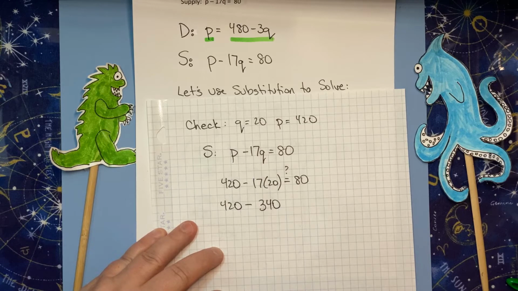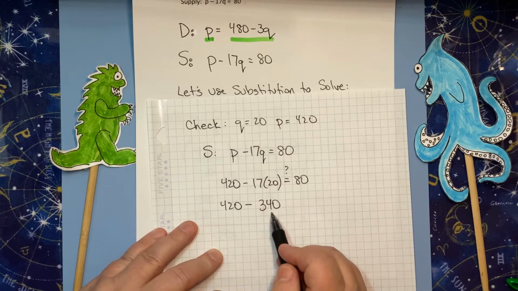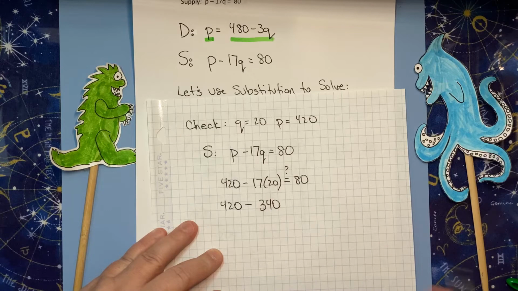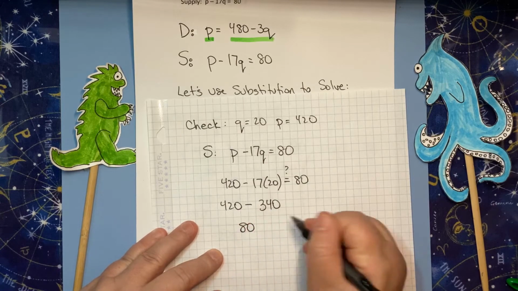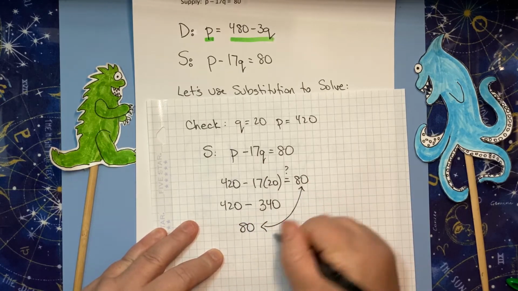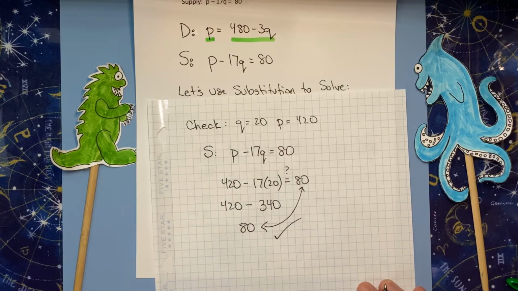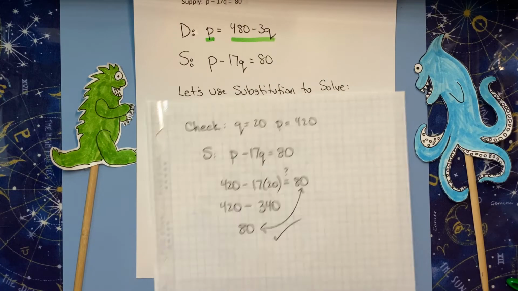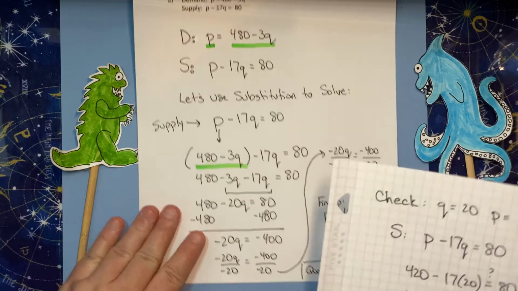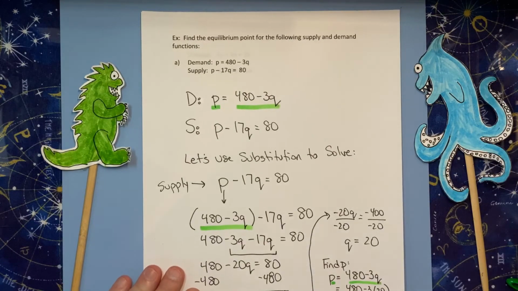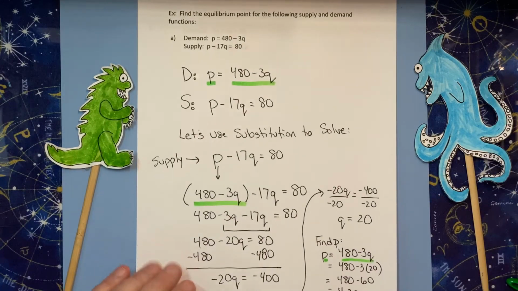Definitely use your calculator in times like these, especially if you know that your brain has a habit of moving numbers around and stuff. 420 minus 340. Again, go ahead and check this on a calculator, but I do believe this is 80. Woohoo, we checked it. Nice work, nice work. Okay, so that's the equilibrium point for this particular supply and demand.